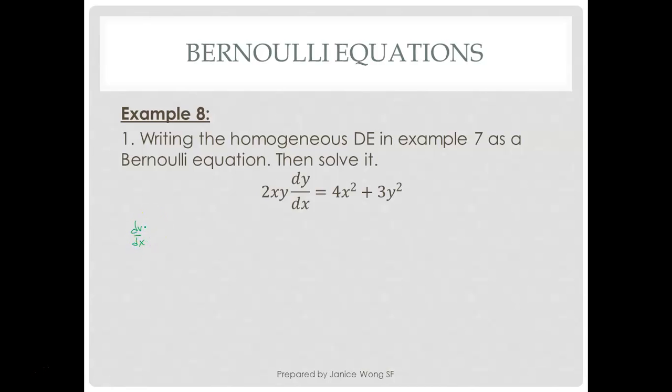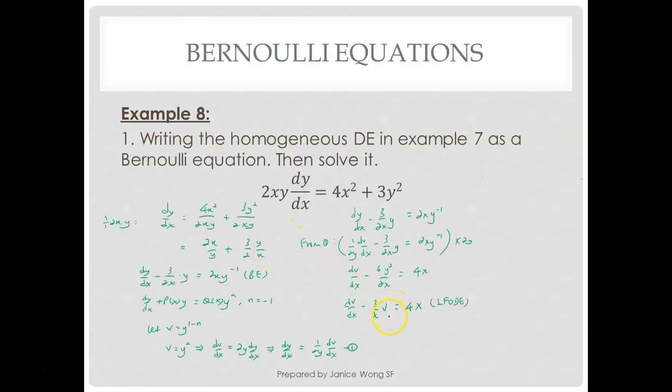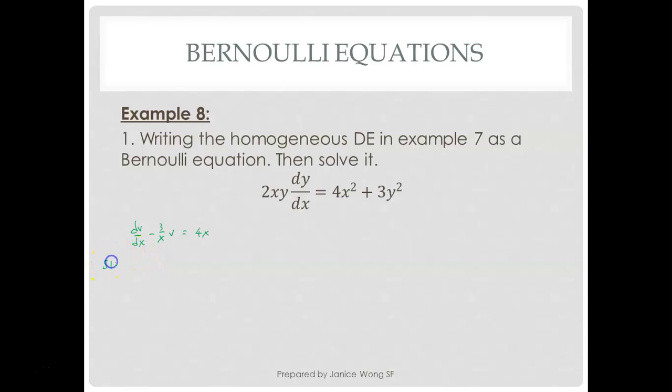The FODE is dv over dx minus 3 over x v equals 4x. Let's check it. Yes. So step 1, find rho, which is e to the power of integrate p(x) dx. That equals x to the power of negative 3. Step 2, write it clearly. Multiply by rho, integrate with respect to x on both sides. So we get x to the power of negative 3 dv over dx minus 3 x to the power of negative 4 v.